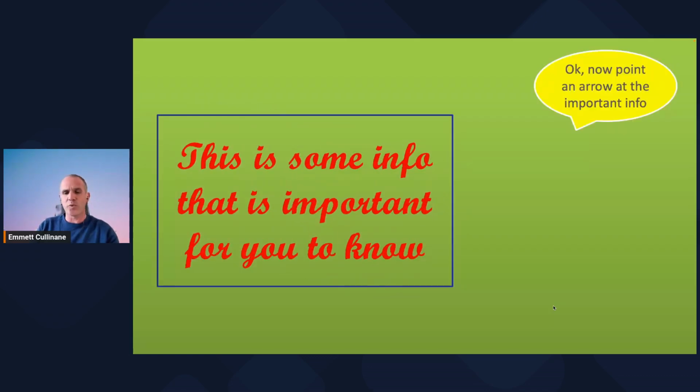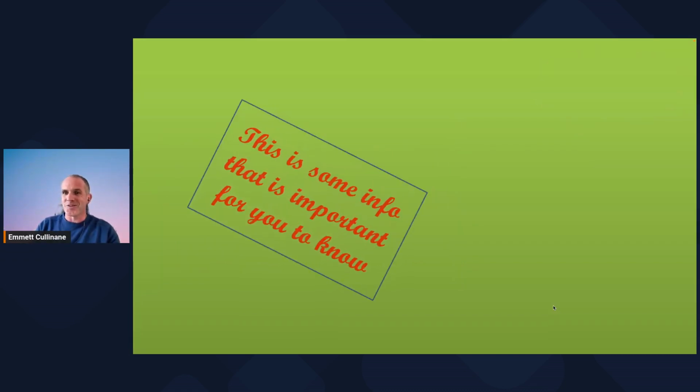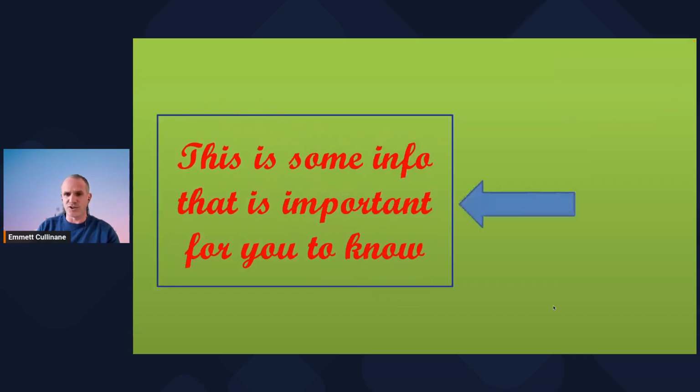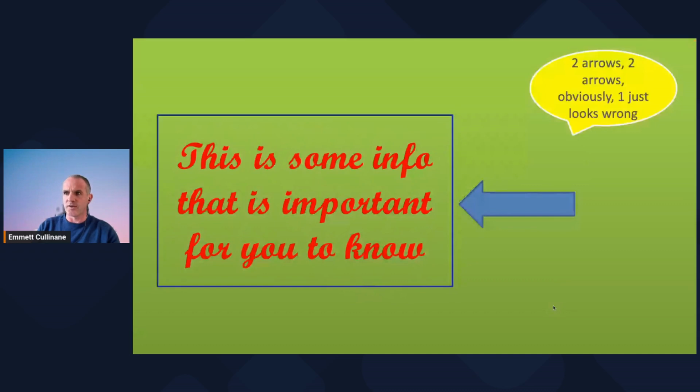And then they say, oh, we need an arrow to point at information. Now, I know this is like a story, but just go with me. So now it's coming in and you have an arrow, and then they come back and they say, obviously, I meant 2 arrows. One looks weird. So now you have a spinning box and you have not 1, but 2 arrows.